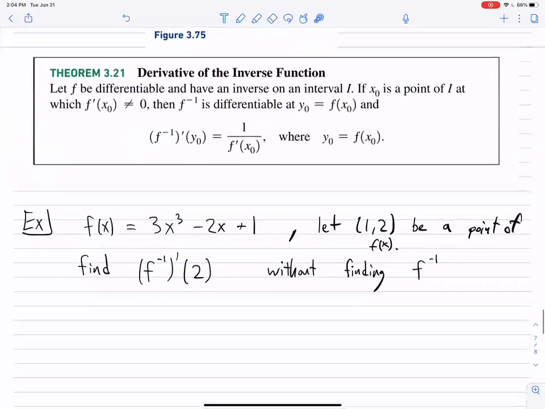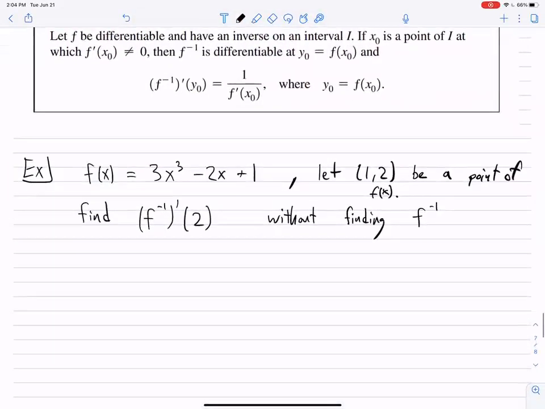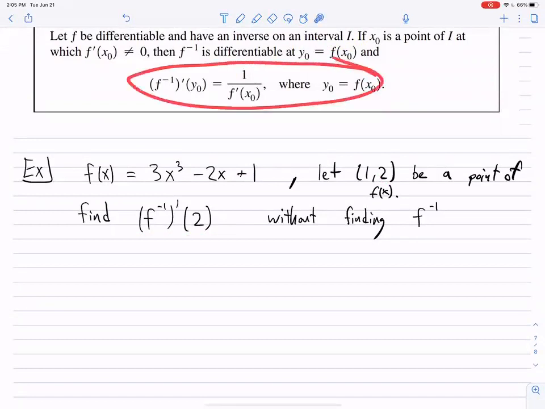And so let me do an example to show you this, because this can be kind of confusing. So here's a function whose inverse function is not easy to calculate. It'd be very difficult to calculate. And let's say that this point is a point on that function, which it is. If you plug in 1 for x, it spits out 2, right? 3 minus 2 plus 1 is going to give us 2. Sorry, we can find the derivative of the inverse function evaluated at the y value 2 without finding f inverse by using this formula right here.